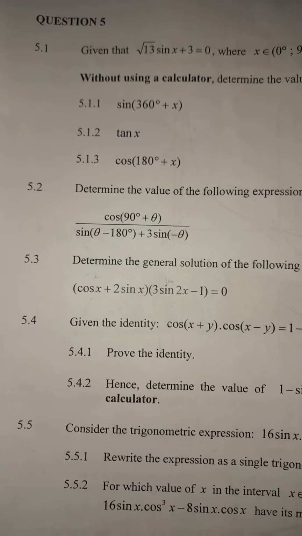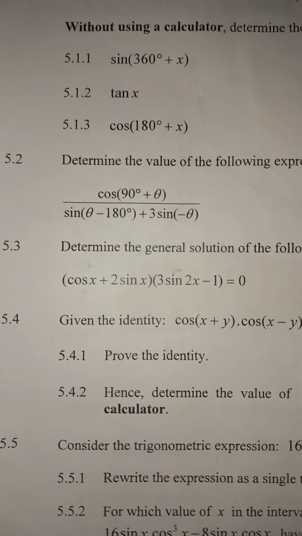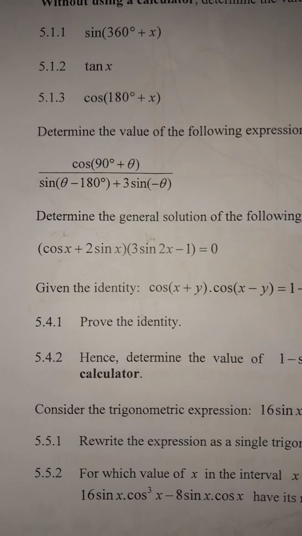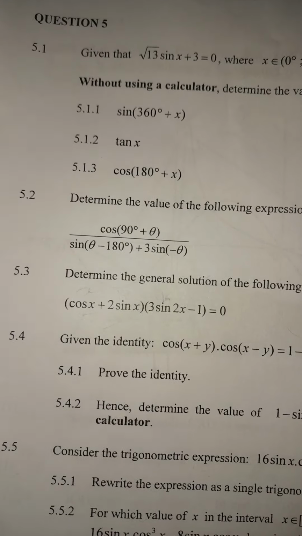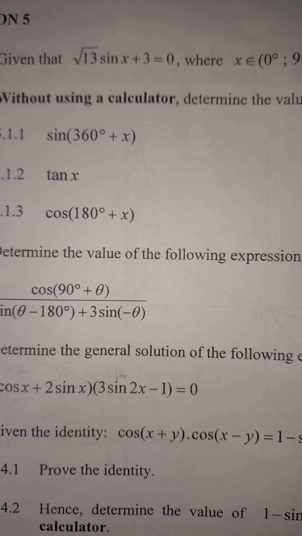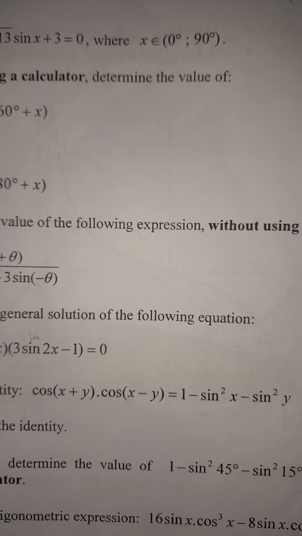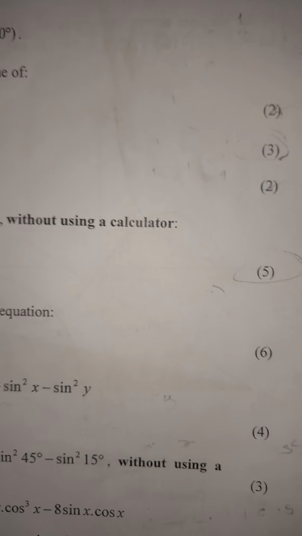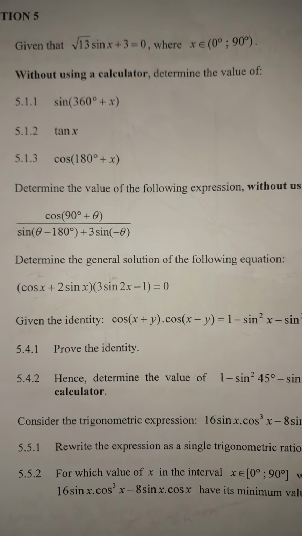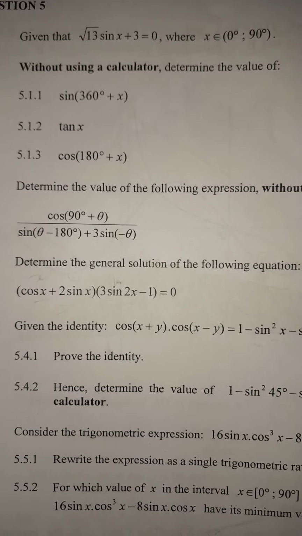Let's take a look at question 5, where we have what we call trigonometry. Specifically, in this video, we are going to look at trigonometry, right? First thing first, we have a diagram question there at 5.1. Given that root 13 sine x plus 3 is equated to 0, where x is an element of 0 and 90 degrees. How many marks is that? That's 2 marks, right? Then, without using a calculator, determine the value of. Right, let's put this into practice.